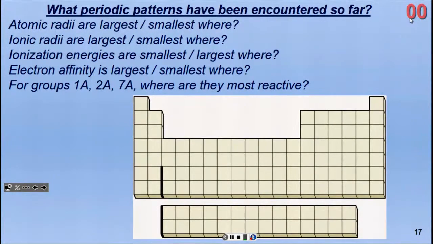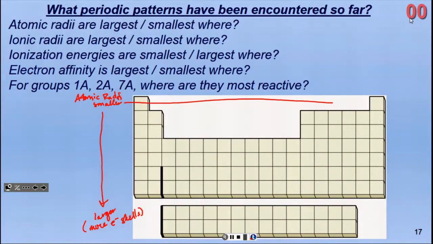Well, they're going to be smaller on the top of a group and larger at the bottom because there's more electron shells. More electron shells means larger radii. But that's for atomic radii. Within a certain period, they're also going to be getting smaller as you go across. So larger and smallest will be over on the right side.